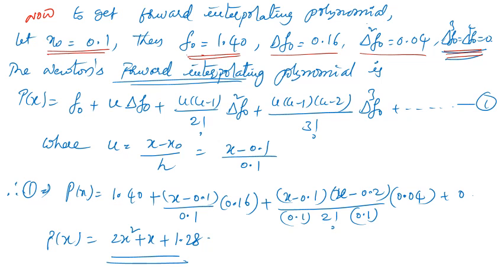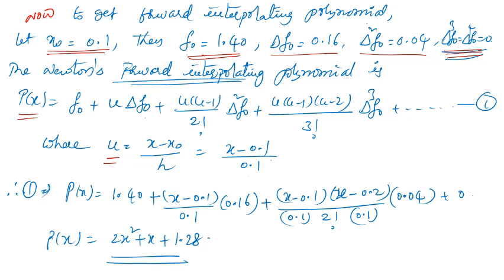Now what is the formula of forward interpolation? P of x equal to f naught plus u into delta f naught, plus u into u minus 1 by factorial 2 delta square f naught, and something in delta cube f naught. What is the u value here in forward interpolation? u is x minus x naught by h. The x naught value and h value I have substituted here.